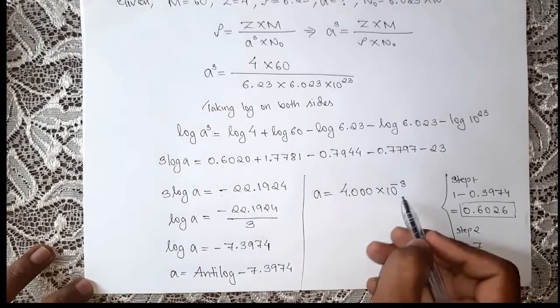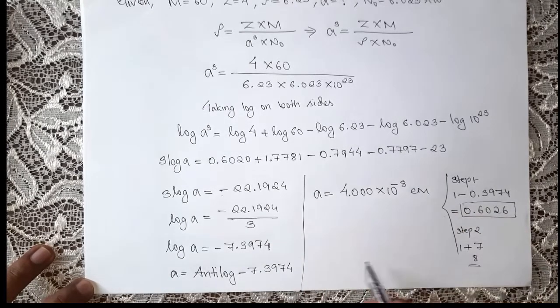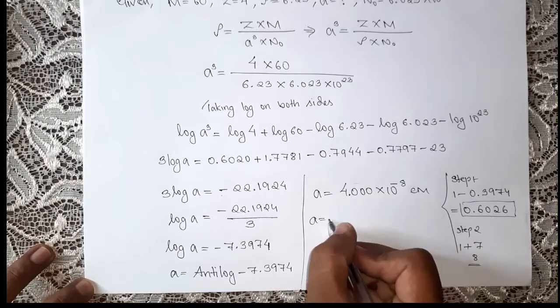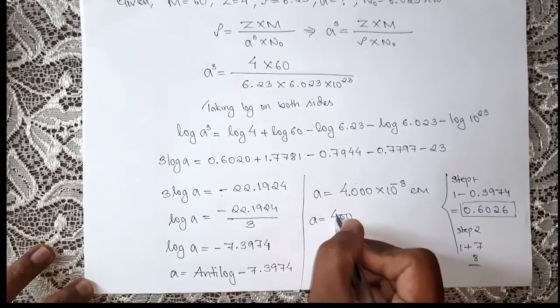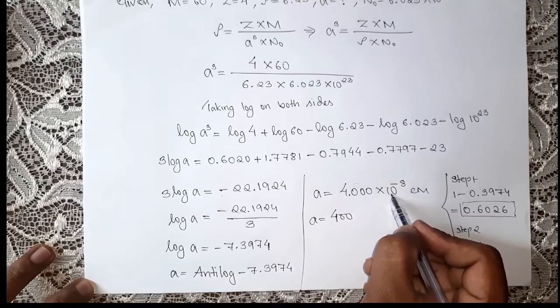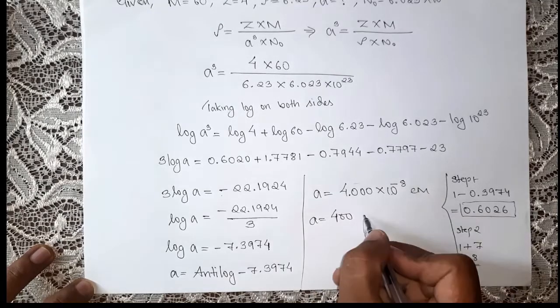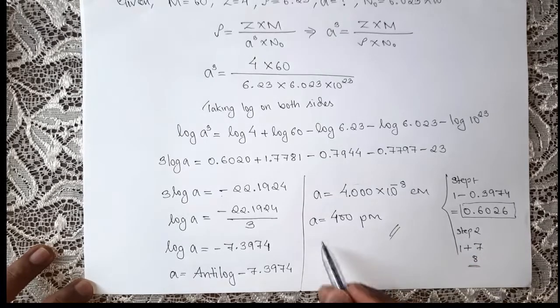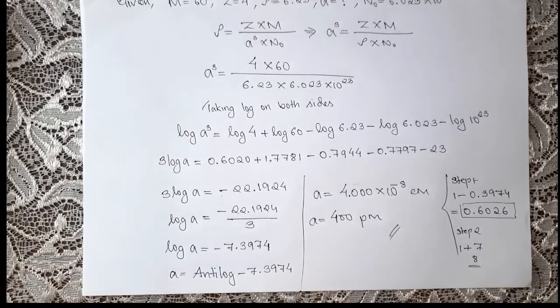Now, since this is in centimeters, if I want to convert this into picometer, you move the point 2 places. If you move the point 2 places, you will have 400, and this will be 10 to the power minus 10. So instead of that, you can write picometer. So a will be 400 picometer.